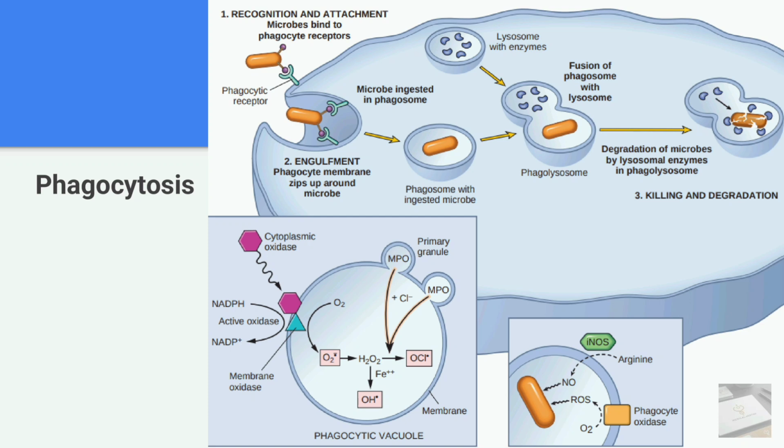The first step is recognition and attachment, where microbes bind to phagocyte receptors. The second step is engulfment, where there is extension of cytoplasm around the microbes bound to phagocyte receptors, and the plasma membrane gets pinched off to form a phagosome, which contains the ingested particle or microbe. There is another membrane-bound organelle present there called lysosome, which contains various hydrolytic enzymes. Now there is fusion of phagosomes with lysosomes forming phagolysosomes. There is also production of reactive oxygen and nitrogen species within these phagolysosomes. The third step is killing and degradation, where microbes are destroyed by lysosomal or hydrolytic enzymes and by generation of reactive oxygen as well as nitrogen species.